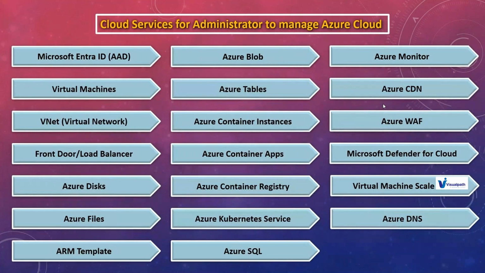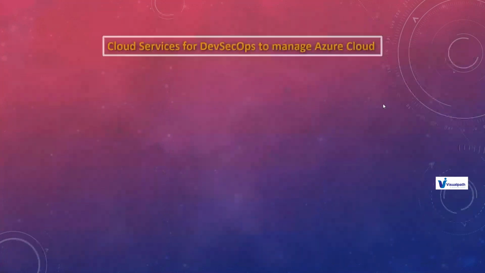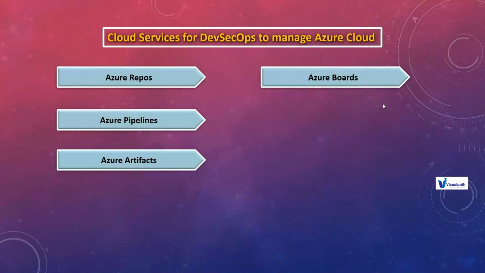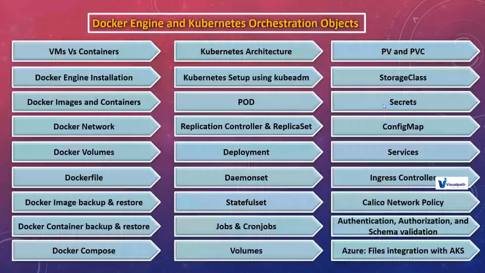Now, all these are administrative services of Azure Cloud. After this, I told you, we have to learn Docker and Kubernetes, right? Just a second, please. So these are coming to the services on the administration side.